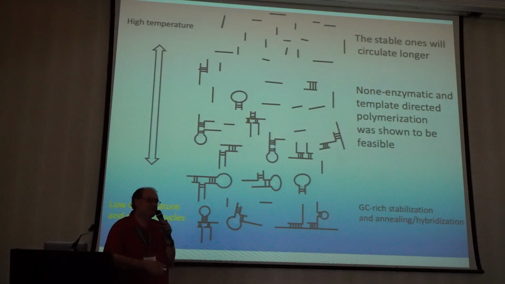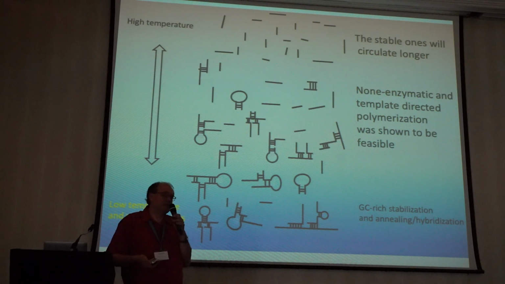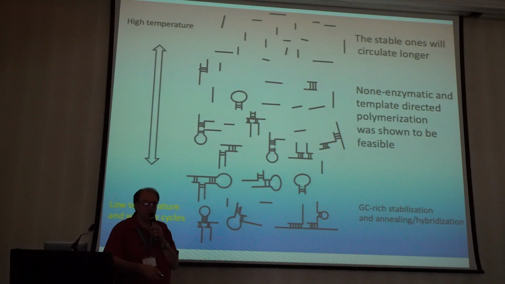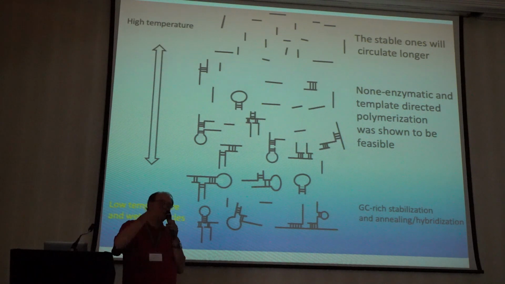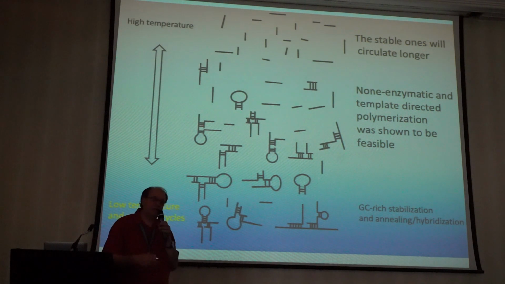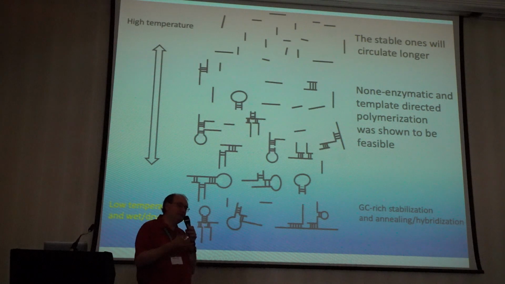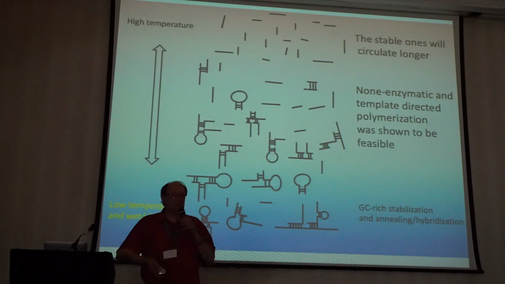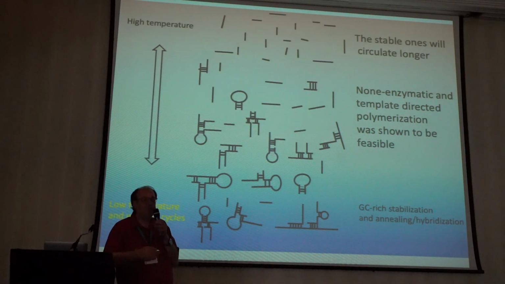And of course, in this particular environment, some of those might be more stable, some not. Usually the more GC-rich of those RNAs will be more stable. Therefore, they will circulate longer in the environment. In these conditions, also based on many papers so far, you can assume processes like non-enzymatic template-directed polymerization, some kind of recombination between these RNAs. All of that could happen with this RNA.